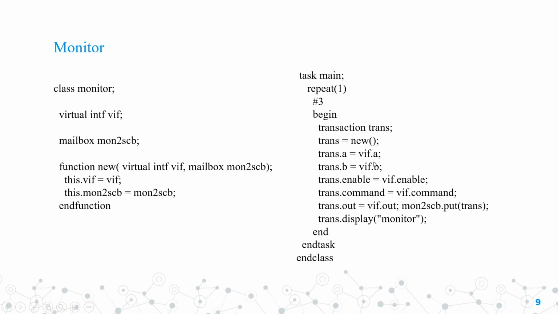Like that I have taken all the values, all the input output ports data from the virtual interface, and pasted it, and sent it to the transaction packet and placed it in the transaction object. And I am putting the entire transaction object in the monitor to scoreboard mailbox by using the monitor to scoreboard dot put function, and again calling the display function in the transaction class so that I can view the data coming from the DUT by using the dot display function.